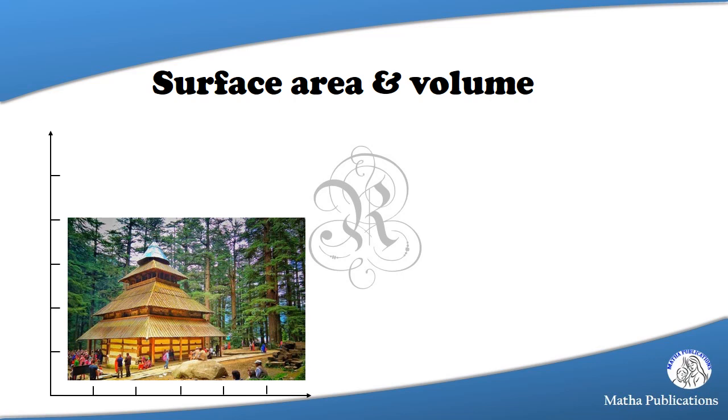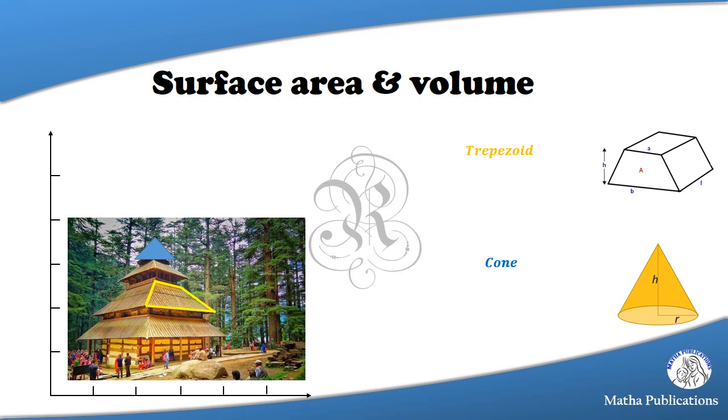Consider another example. The given picture is a famous temple in Himachal Pradesh. You can see that the structure consists of trapezoids, cones, and cuboids. The lateral surface area of a trapezium is given by A equal to half (A plus B) into H, where A and B are top and bottom length of the trapezium. Therefore, the total surface area can be calculated as the sum of area of 4 trapezium and the base area. The volume is given by the base area, that is half (A plus B) into H, times the height L.